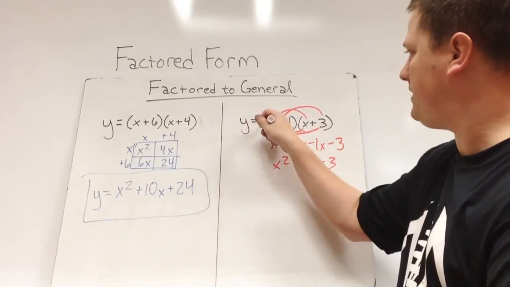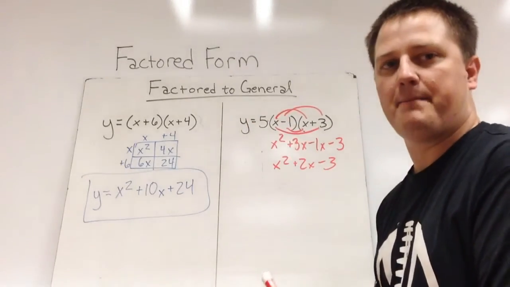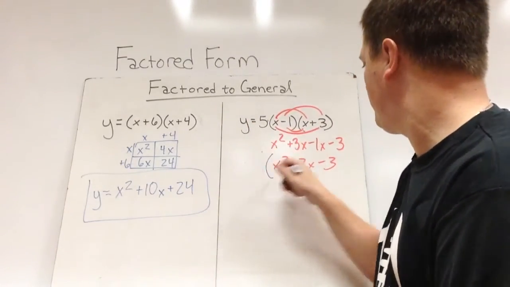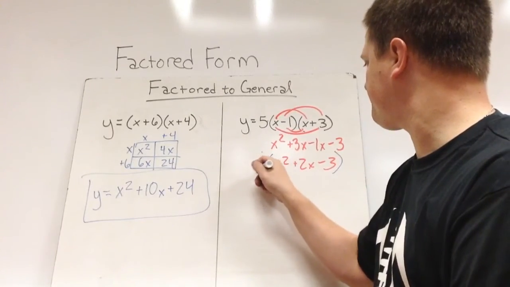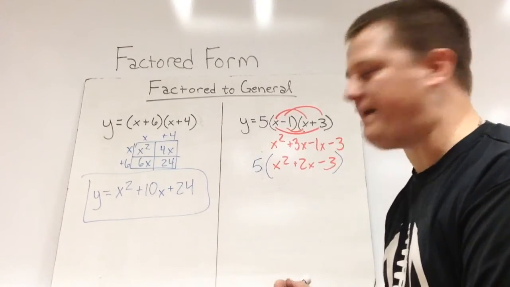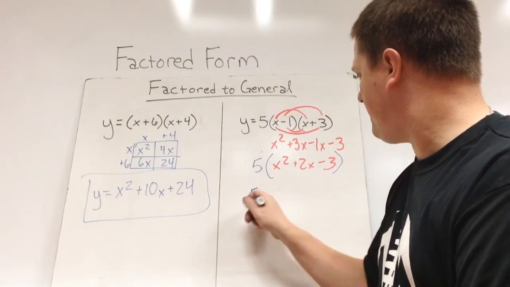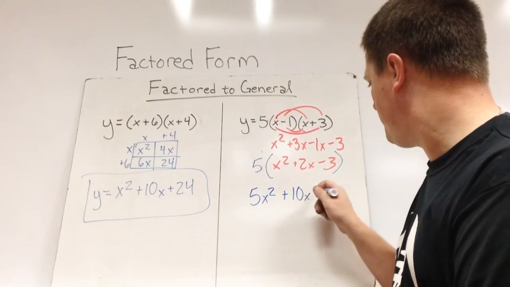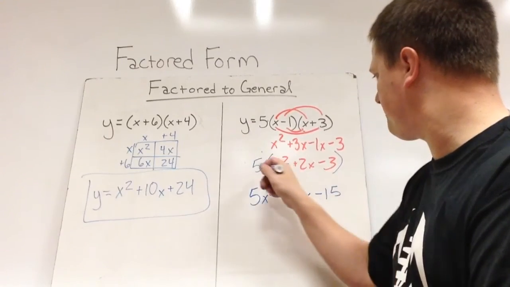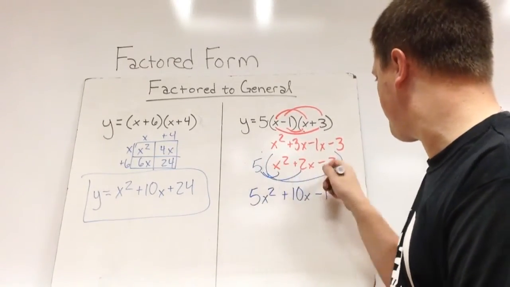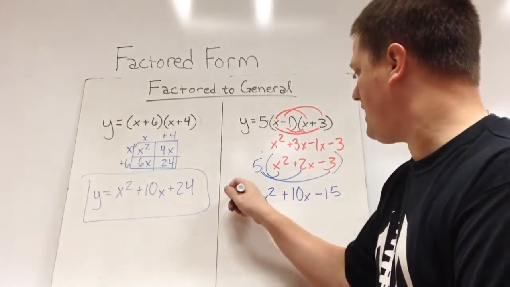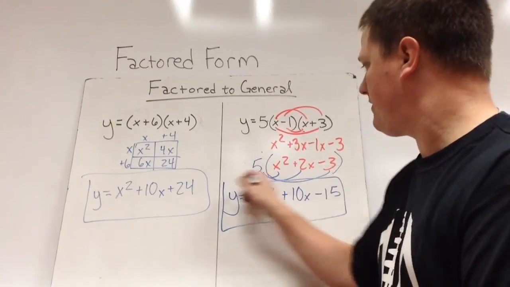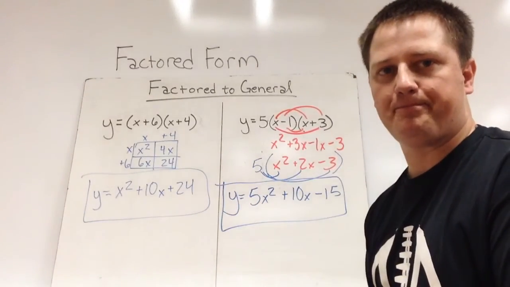Notice this 5 was being multiplied, so we've got to multiply it by everything. So we've got to distribute this 5. 5x squared plus 10x minus 15, and it equals y. And we have general form.